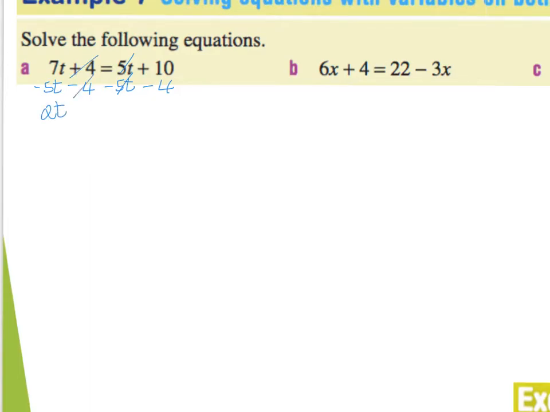Plus 4 minus 4 is nothing. 5t take 5t is nothing. 10 take away 4 is 6. All I have to do now is divide by 2 on both sides. And our final answer: 6 divided by 2 is 3. So t equals 3. Okay, let's look at question B.